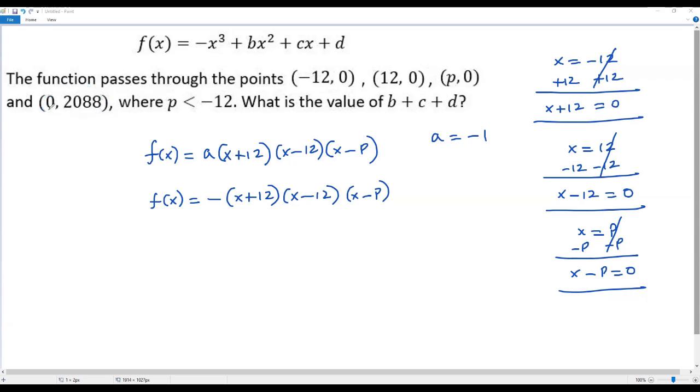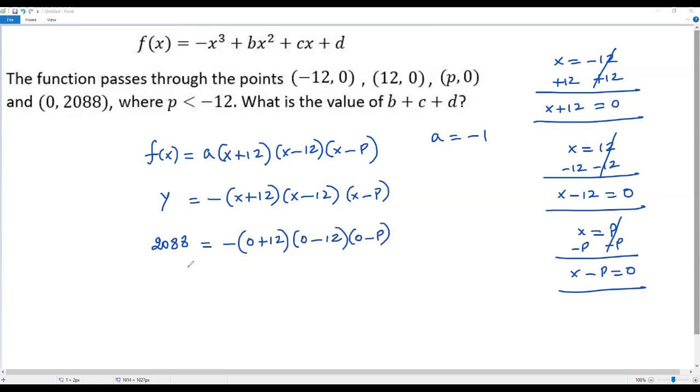So when I plug in x equals 0, the y value in the given function will be 2088. In the given function we have f of x. In mathematics, whenever we have a function represented by f of x or h of x or g of x, they all represent the y coordinate. So for our convenience, we can replace f of x by y. Now I'm going to plug in 2088 for y and 0 for x on the right side. Then I'm getting 2088 equals negative (0 plus 12) times (0 minus 12) times (0 minus p).